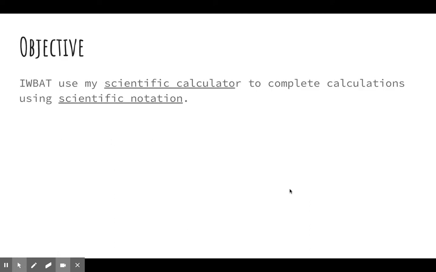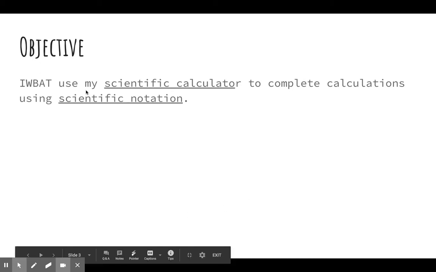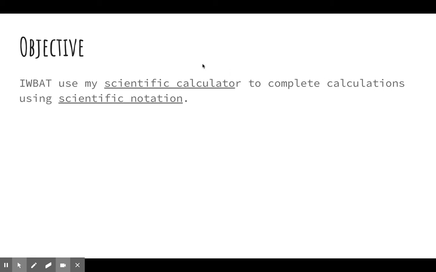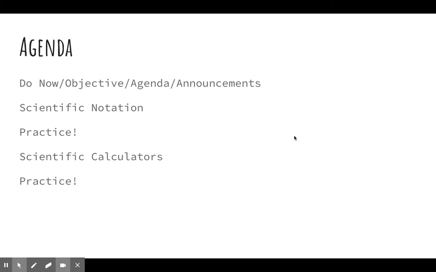All right. So today's objective, we're going to be practicing two different things today. The first is you should be able to use a scientific calculator, and you should be able to use it to complete calculations using scientific notation. So we're going to use lots of scientific notation in this class, and we will use a scientific calculator a lot in this class as well.